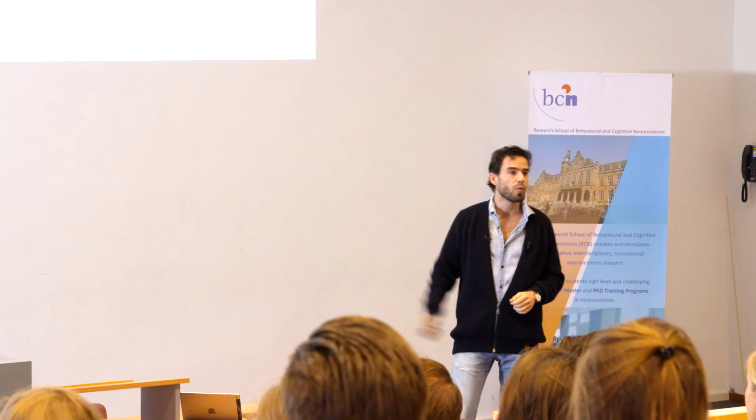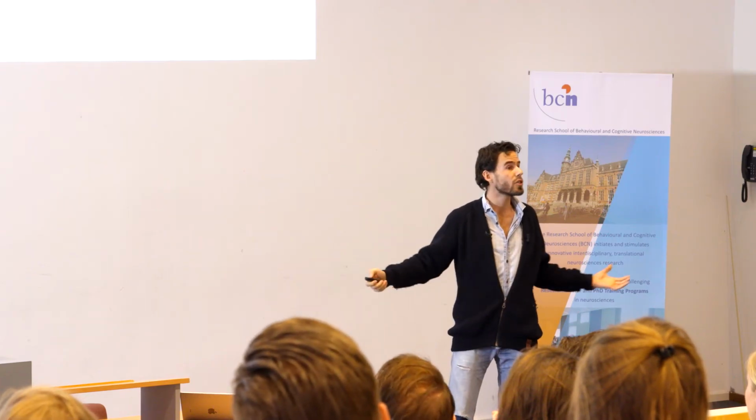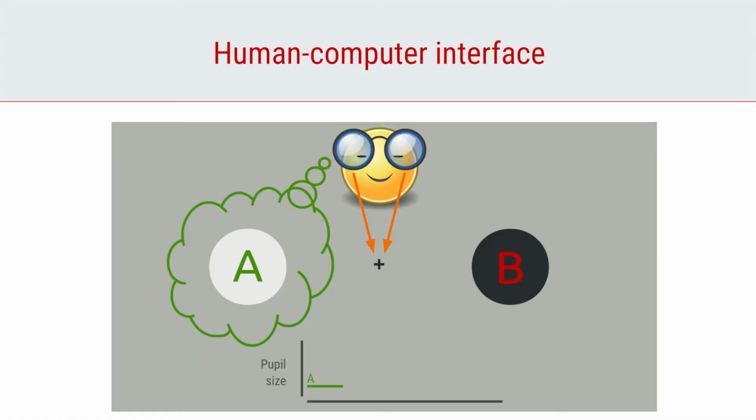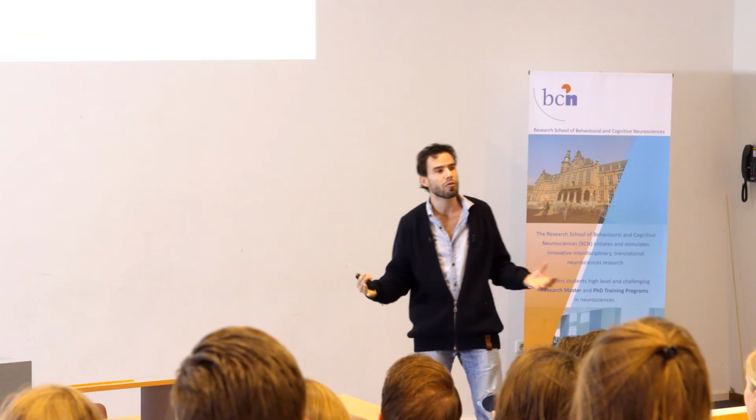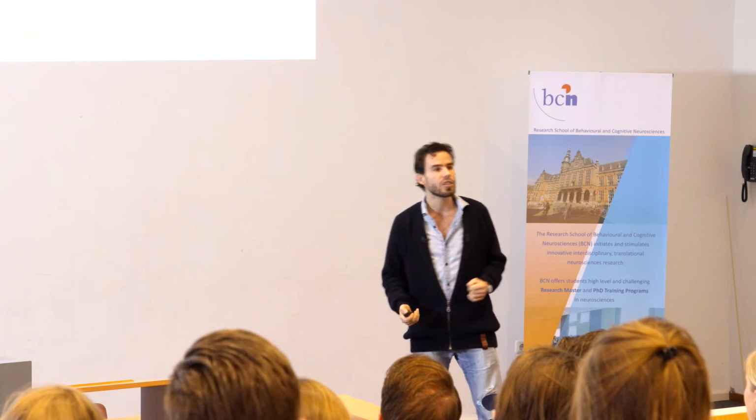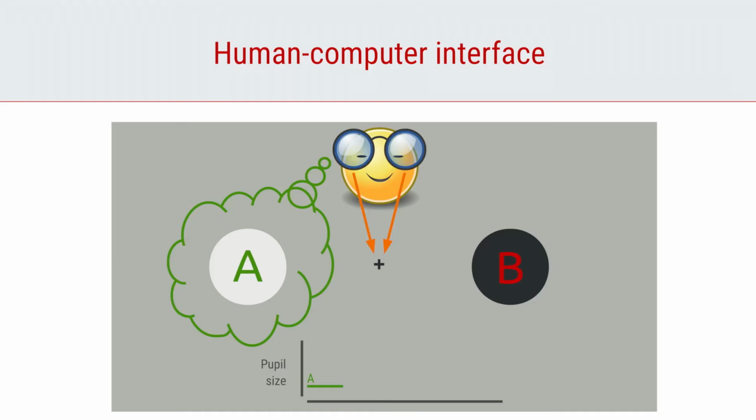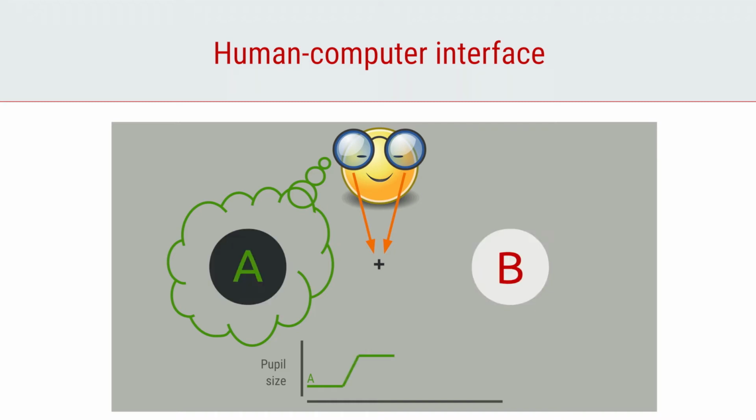So say that the participant wants to write the letter A, then we can measure the size of the eye's pupil. So that's what we have here. And the pupil has a certain size, but that's by itself not terribly informative. But you can see that the A right now is on a bright background. And what we can do is we can flip the background around. So now the A is on a dark background.